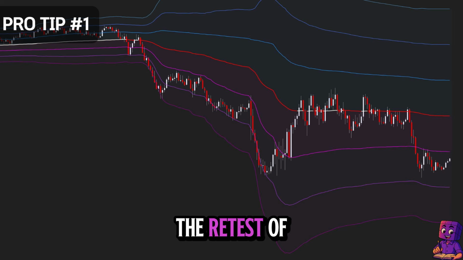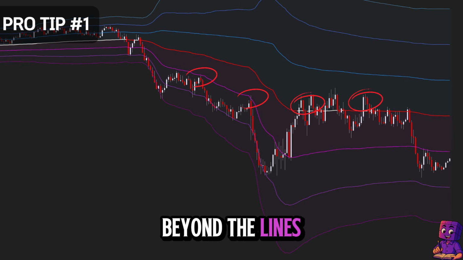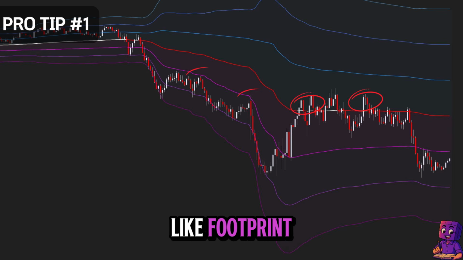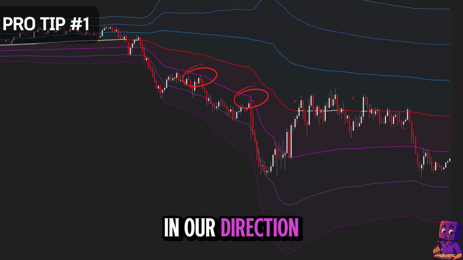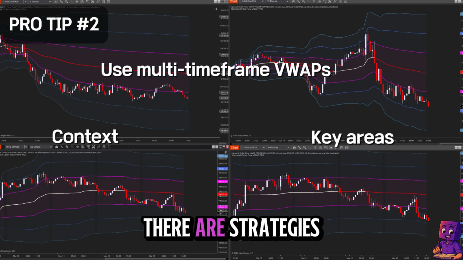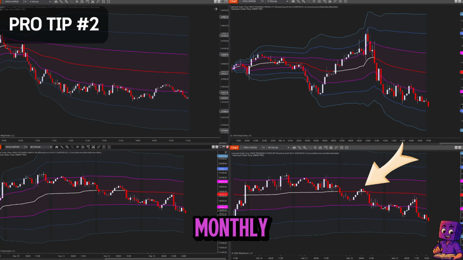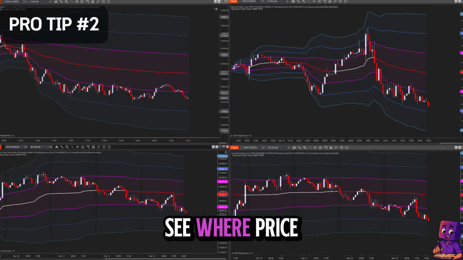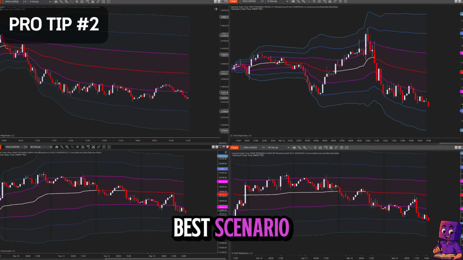Pro tips. The retest of the bands, or VWAP, is not always perfect. Expect price to go a little beyond the lines. That's why we use other tools like footprint, delta, or big trades to decide if the market is prepared to move in our direction. Use multi-timeframe VWAPs for context and key areas. There are strategies that use multi-timeframe VWAPs to read the context and to find key areas. For example, you can watch the monthly, weekly, and daily VWAPs and their standard deviation bands to see where price is, read the overall context and expectations, and plan the best scenario.